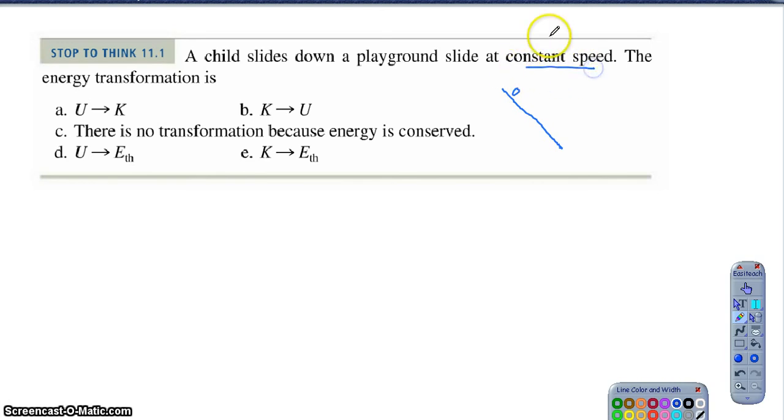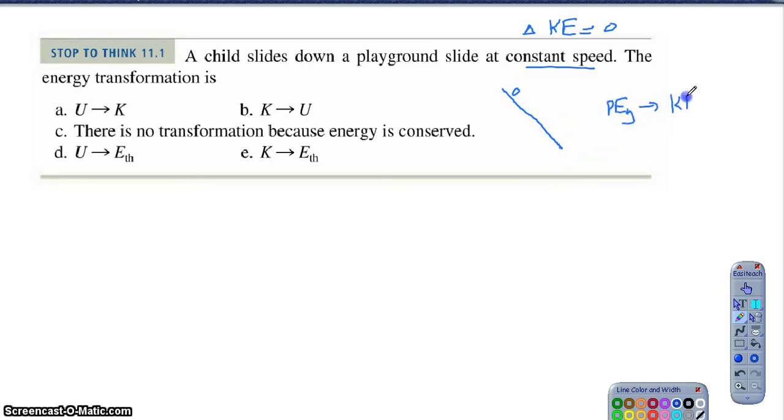Well, if he or she is traveling at a constant speed, then my kinetic energy is not changing. Since I know that the kinetic energy would be 1/2 mass times velocity squared, and the kid's mass presumably isn't changing, and the speed's not changing, the kinetic energy is not changing. So if there's no change in kinetic energy, what type of energy am I losing? Well, as the kid goes down the slide, we are losing potential energy due to gravity.